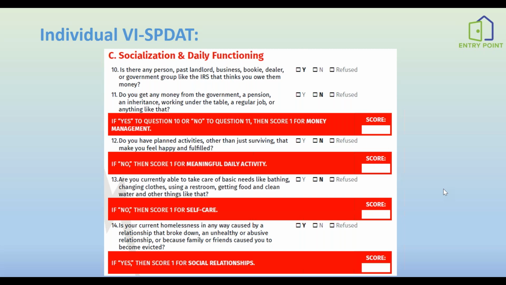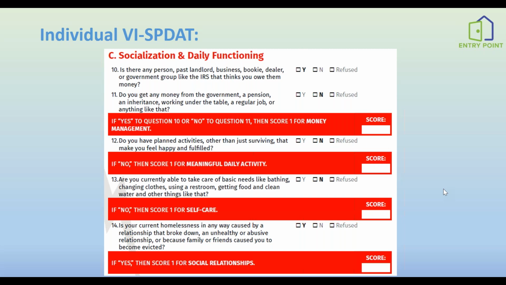Question number 12 is a little bit depressing, maybe. Do you have planned activities other than just surviving that make you feel happy and fulfilled? Might seem like a silly thing to ask, but having hope, having meaningful daily activities, those are important parts of resilience for someone.